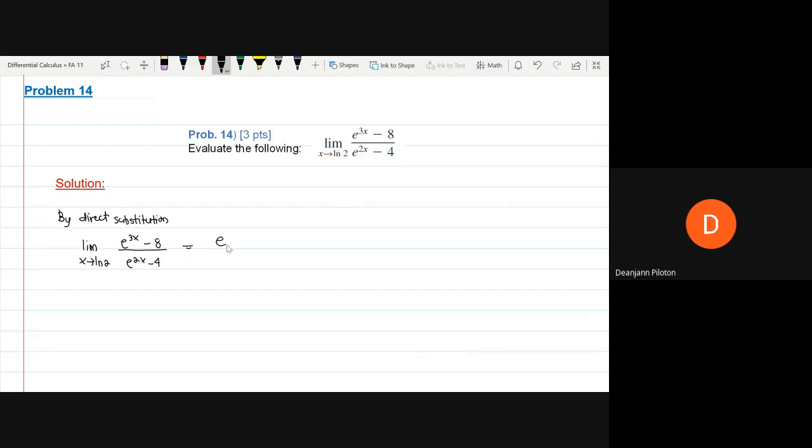If we directly substitute, we have 3 ln 2 minus 8 over e to the 2 ln 2 minus 4. This is equal to 8 minus 8 over 4 minus 4. So it equals 0/0. So this is an indeterminate form of type 1.